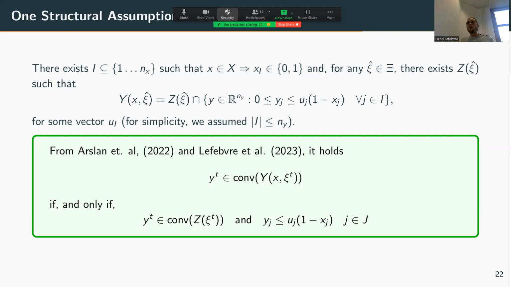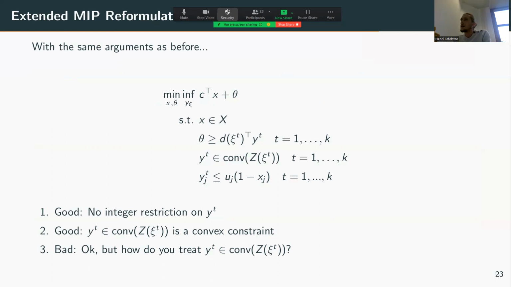Okay, so this models situations in which here and now you can take decisions so that you forbid or allow future decisions. Well, if you have this particular shape in the second stage, it has been shown by Arslan and others in 2022 that enforcing that y belongs to the convex hull of Y(x, ξ) is exactly the same as requiring y belongs to the convex hull of Z and then applying the linking constraints. So somehow you can move the linking constraints between y and x out of the convex hull. So if you replace our hard constraint by these two constraints, you get this formulation, and now this is a nicer formulation, let's say, because now you have that y belongs to a convex set. This is a convex constraint, but it remains the question of how do you compute the convex hull of Z?